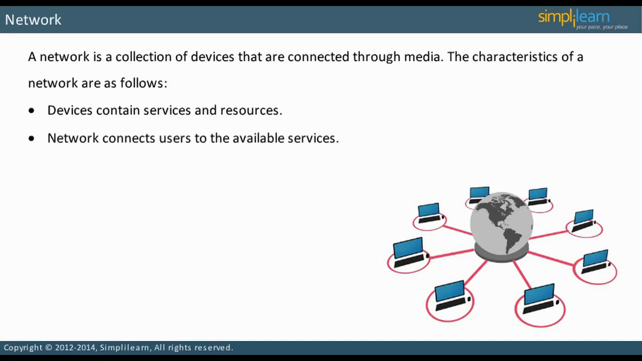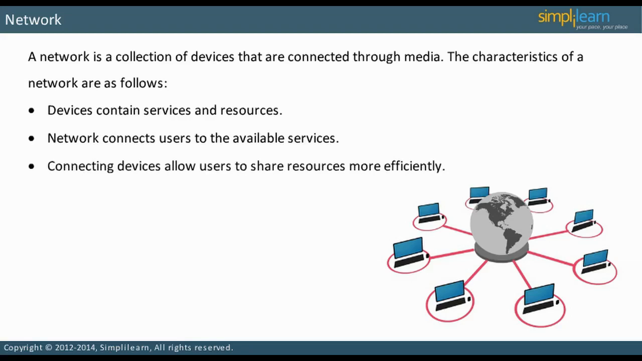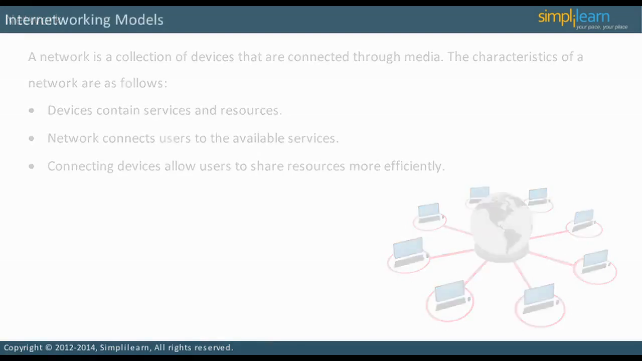Connecting users to the available services means that the services can be provided once for all the users instead of piecemeal over multiple devices. Connecting devices allow users to share resources more efficiently. A network is scalable and easier to maintain. This course will present the concepts involved in creating and maintaining a small to medium-sized network for an organization. Let us discuss the internetworking models in the next slide.